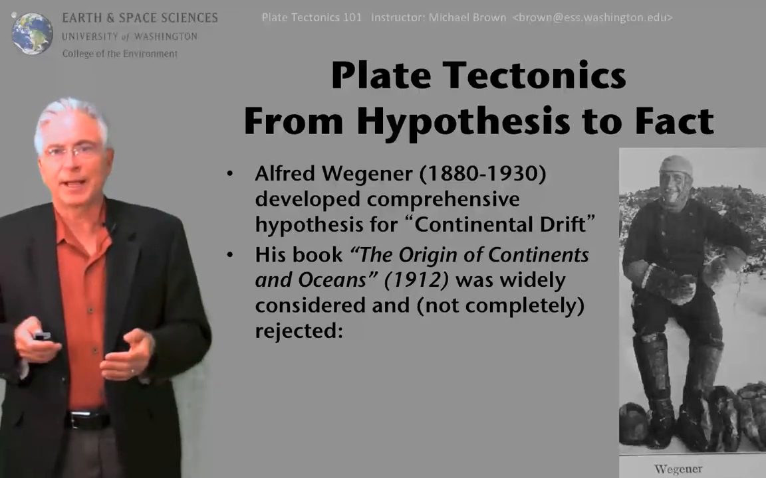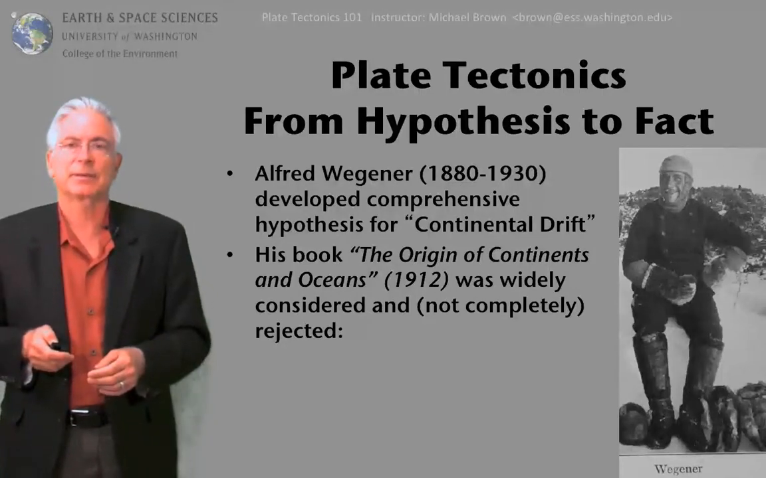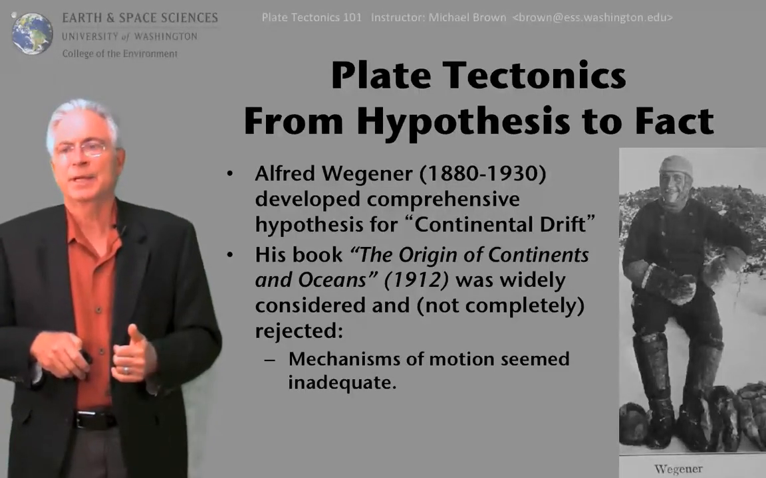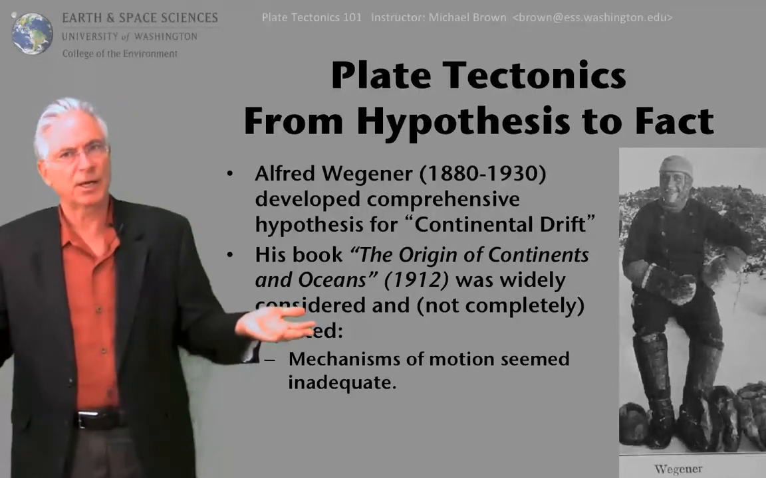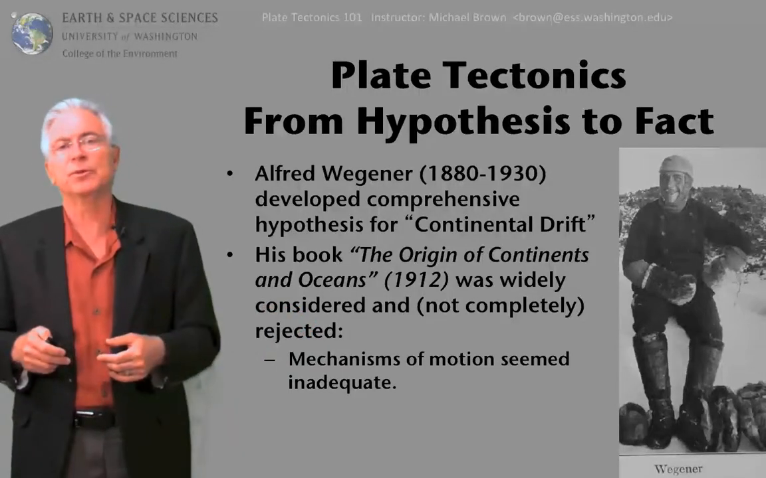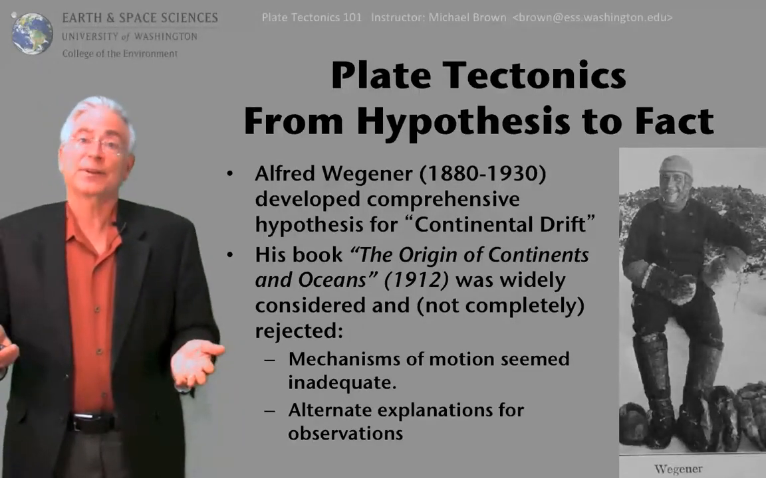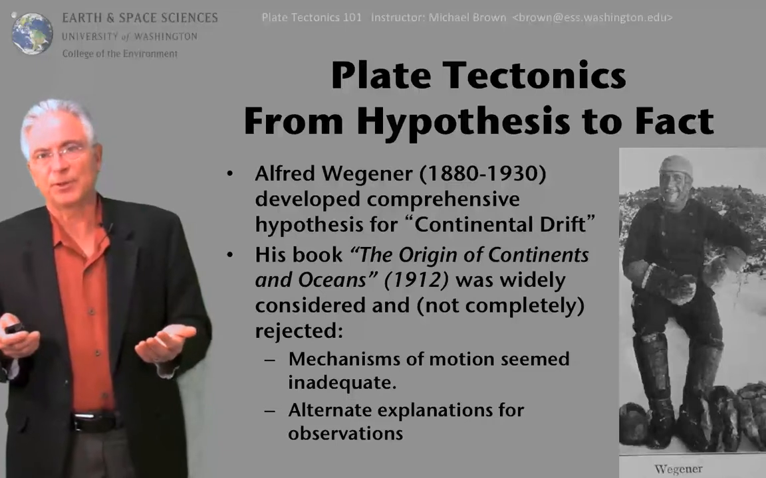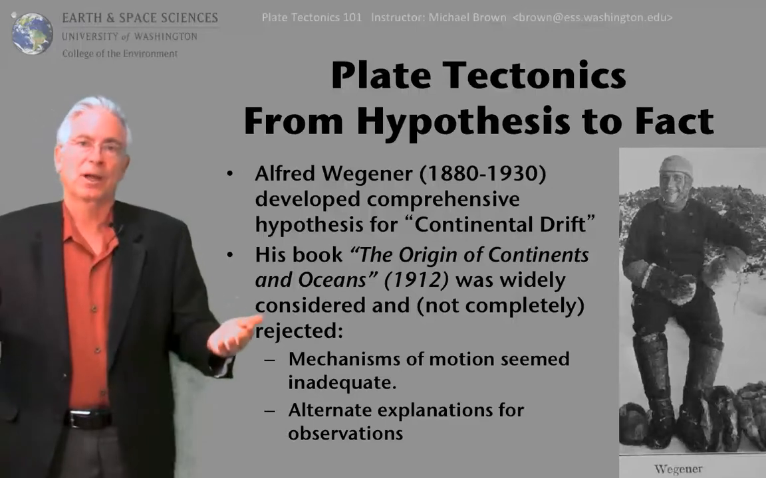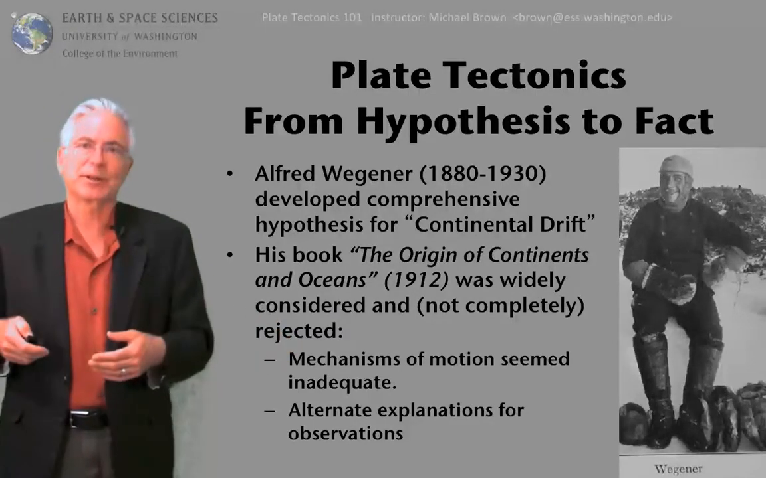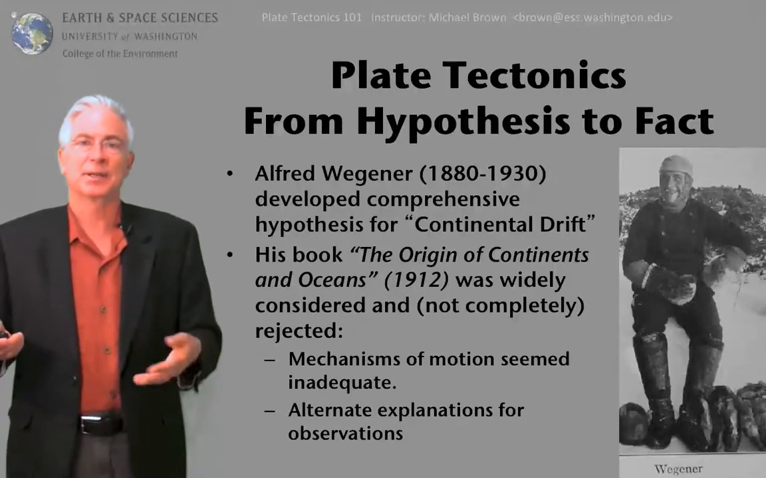The book was widely read, widely considered, and not completely rejected by the mainstream scientific community. At that time, they pointed to his mechanisms of motion, which seemed inadequate. The causal mechanism for his continents to move just seemed wholly inadequate. Scientists of the time felt that there were alternative explanations for the observations. I mean, really, what are more mobile, animals or continents? And if there are differences or similarities of animals, could that just simply imply migration paths rather than moving continents?